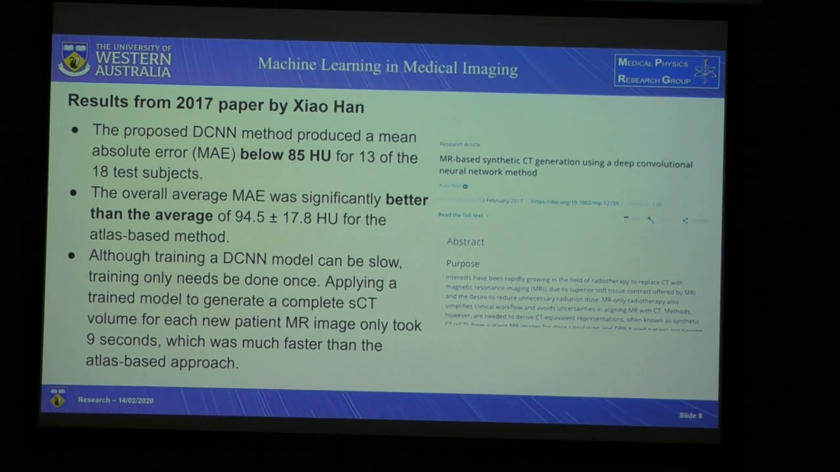Although training a deep convolutional neural network can be slow, training only needs to be done once. So applying a trained model to generate a completely synthetic CT volume for a new patient MRI dataset only took 9 seconds, which is much faster than the Atlas-based approach.